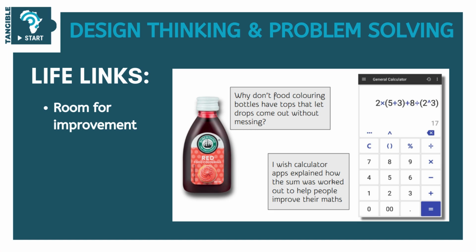To link this to real life, you can talk about how lots of things have room for improvement. I don't know about you, but these food coloring bottles drive me crazy. I wish they would put a little tip on that lets you pour the food coloring out a drip at a time. Or a calculator app where it shows people how they worked it out so that they can understand.